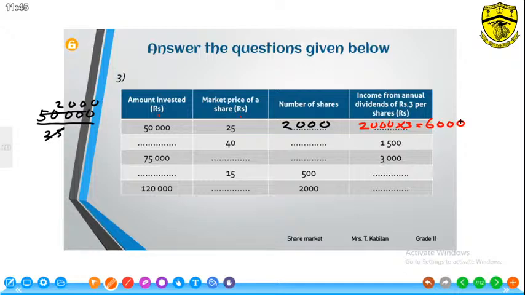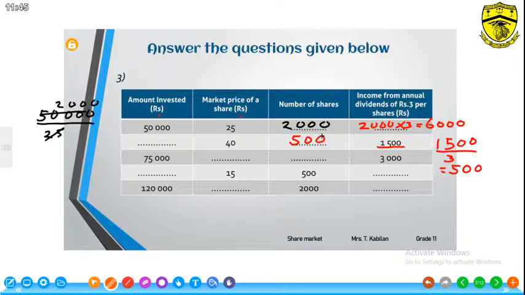Consider the next one. Here the market price of a share and the income of the investors are given. So from the income we can find the number of shares easily. How do we find the number of shares from the income? Divide this income by dividend per share, so you will obtain the answer for the number of shares, that is 500, right?